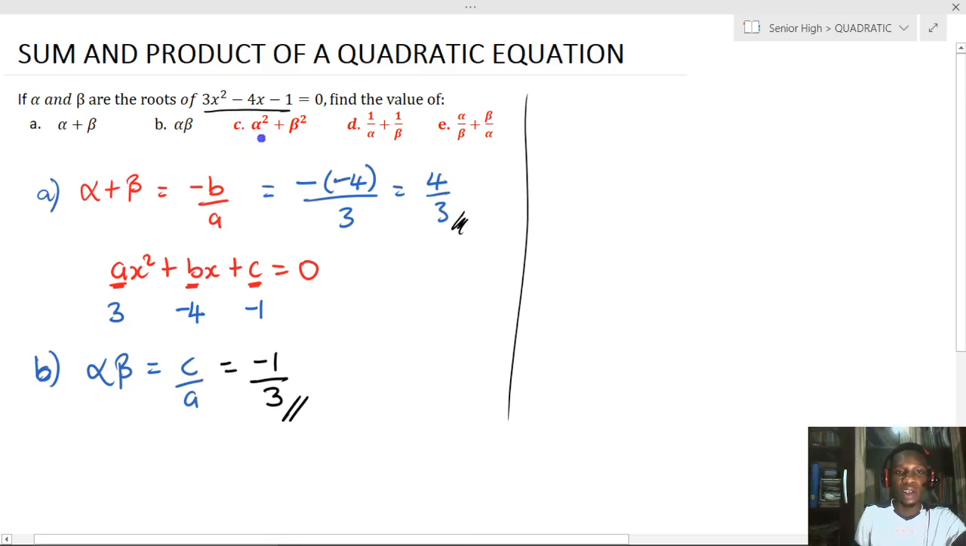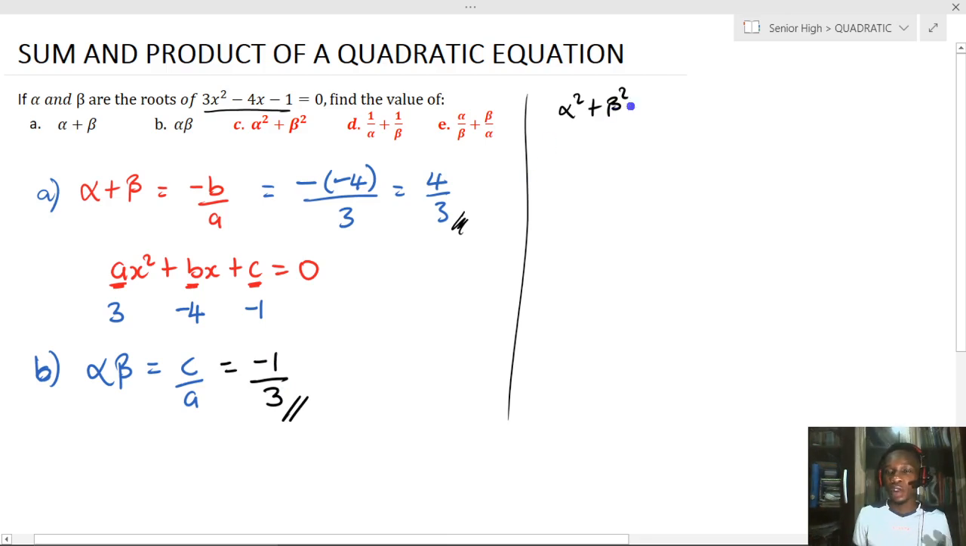Now you can see it here. The first one is alpha square plus beta square. So let's do that. We have alpha square plus beta square. Now, to solve this question, remember the only thing we can work with is alpha plus beta and alpha beta, seeing that that's the only one that we have a formula for, which is what? Alpha plus beta is minus b over a, and alpha beta is minus 1 over 3.